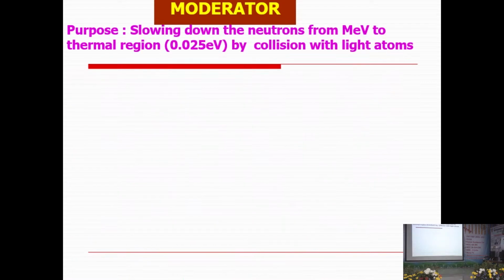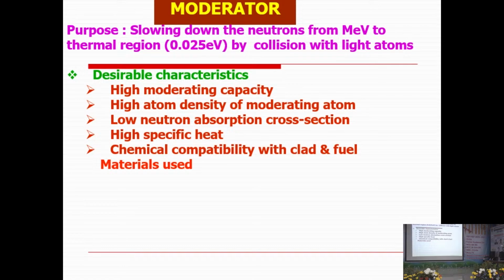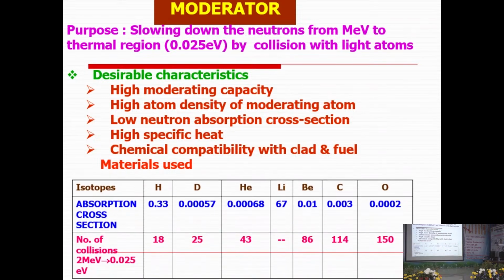The moderators: the purpose is slowing down the neutrons, which come from fission in the MeV range, to the thermal region, like 0.025 eV, by collision with light atoms. Then it should have low cross sections for neutrons, high moderating capacity, and high atom density of the moderating atom, high specific heat, and chemical compatibility with the clad, fuel, and other materials. What are the different options I am mentioning here?